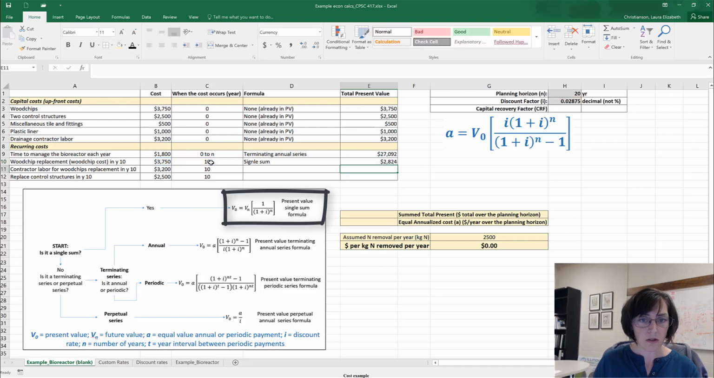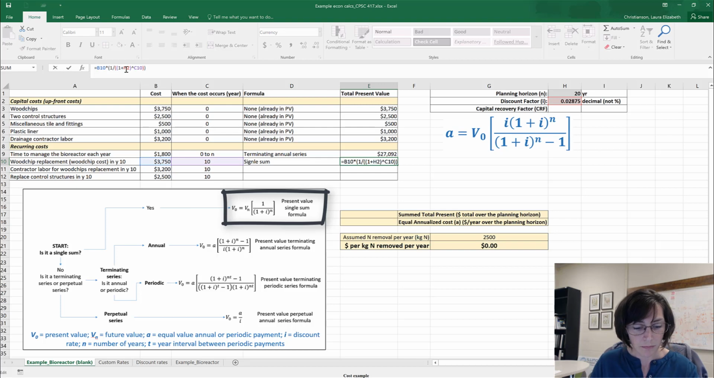Okay, so I get $2,800.24. That's less than the $3,750 that the wood chip replacement cost me initially, but that's because we've brought that cost from year 10 back to present value. So I'm just going to lock that discount in by pressing F4. You see H2 has two dollar signs by it, which locks that cell in. And then I'm going to drag this formula down.